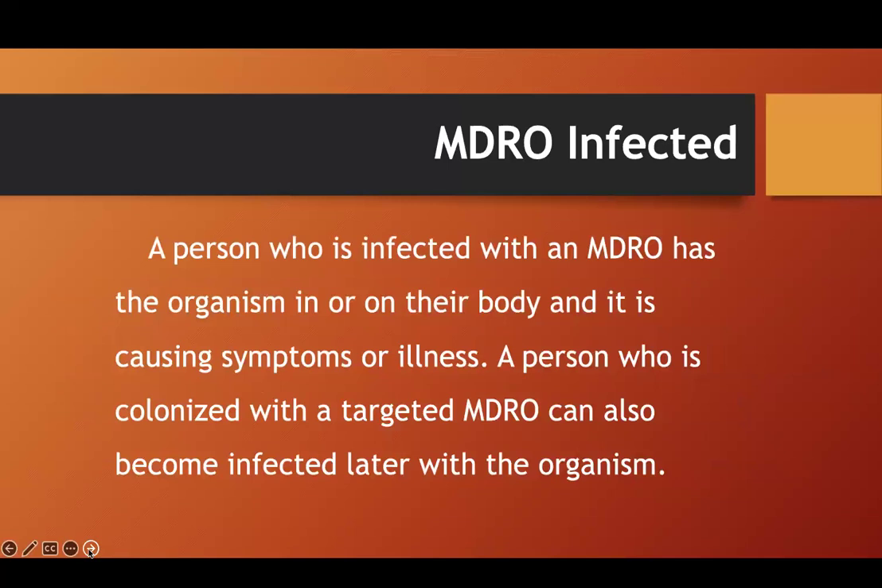To have an actual MDRO infection, the person who is infected with the MDRO has the organism in or on their body, and it is causing symptoms or illness. A person who's colonized with a targeted MDRO or any MDRO can also become infected later with the organism. So like I said, the targeted ones are the ones that the CDC is targeting because they're the newer ones and they're very hard to treat. But any MDRO can cause you to go from colonization to infection.